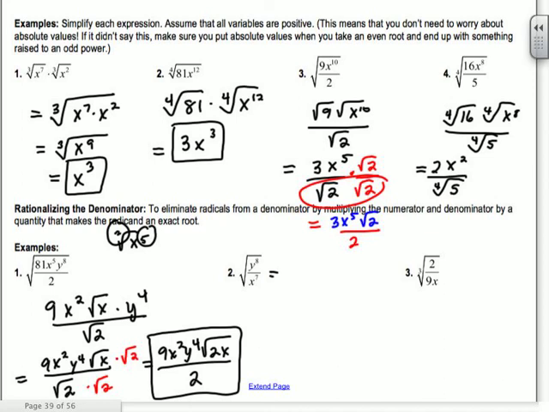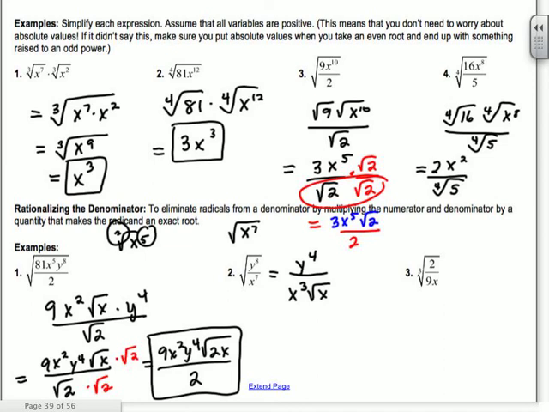Okay, the next one, so I have the square root of y to the 8th. So it's y to the 4th over square root of x to the 7th. So think about square root of x to the 7th. How many times does 2 go into 7? Kendall? 3. So you get x cubed, and then how many x's are left under the root? 1, right? Do you guys see? So it's square root of x.